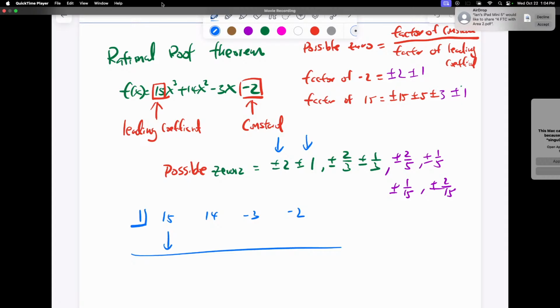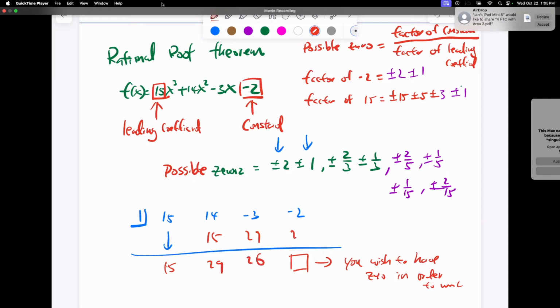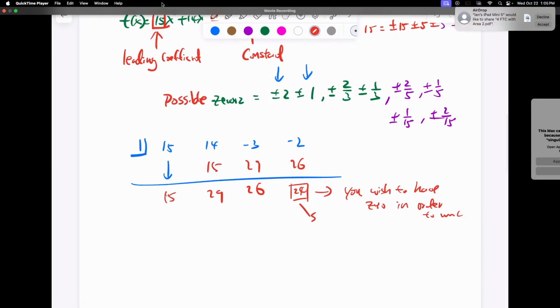So you want this to be 0. You wish to have 0 in order to work. But here, we're not necessarily going to get 0. So it's going to be 15, 15, 29, 29. Obviously, this is 26, 26. This is going to be 24. It's not 0. Try again, right?